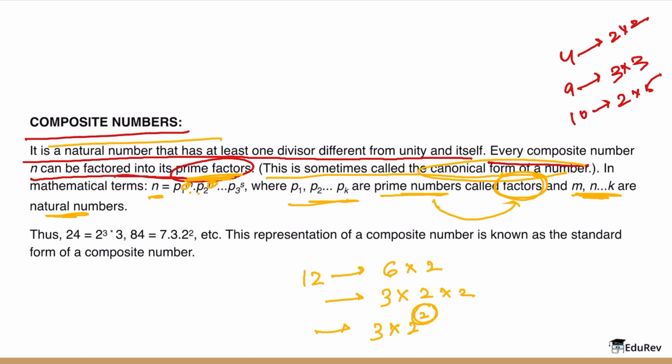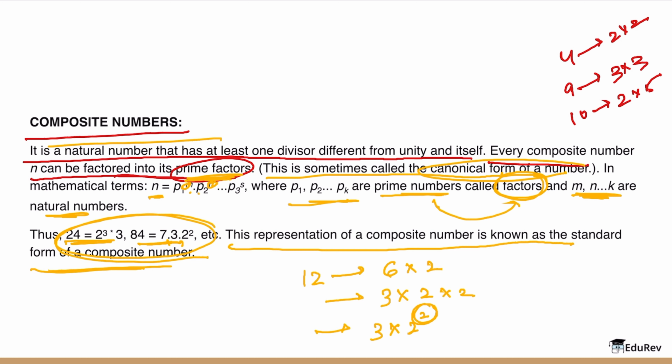Here some examples are given, like 24 and 84. Here the dot does not mean decimal, I hope you people know. It just means multiplication. Now this representation of a composite number is called the standard form of a composite number. This one is called the canonical form. So it's as simple as that. It's one and the same thing, just the names are different.